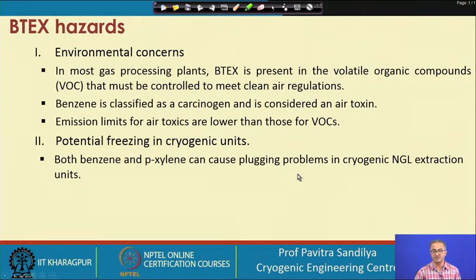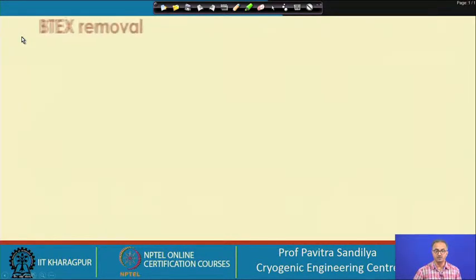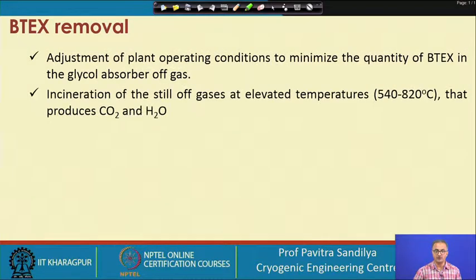and if they freeze, then what will happen? They will cause plugging problems in the various cryogenic equipment and the pipelines. So that is why these BTEX have to be removed. And for removal, what we do, sometimes we adjust the plant operating conditions so as to minimize the quantity of BTEX in the glycol absorber.